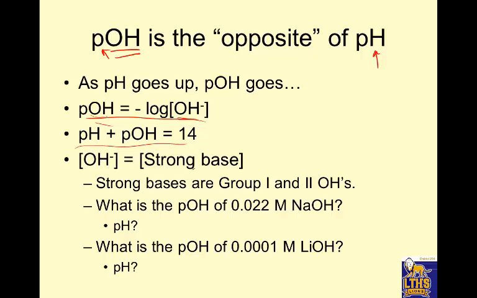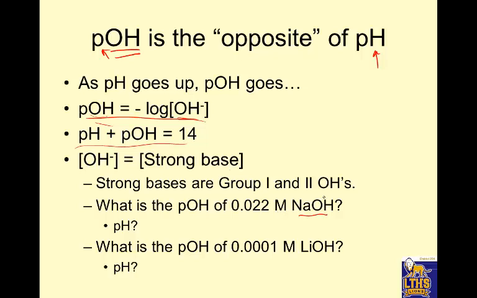The hydroxide ion concentration is equal to the concentration of your strong base, because every strong base makes 100% hydroxide. Okay, what are strong bases? The group 1 and 2 hydroxides. Make sure you memorize that. So here we go. What is the pOH of 0.022 molar NaOH?